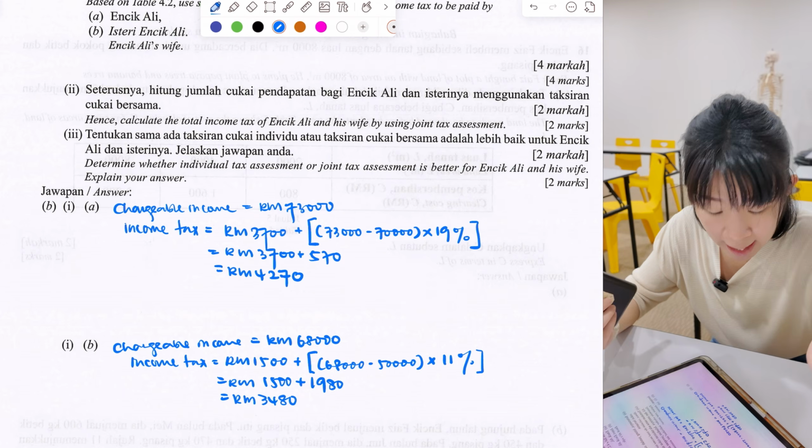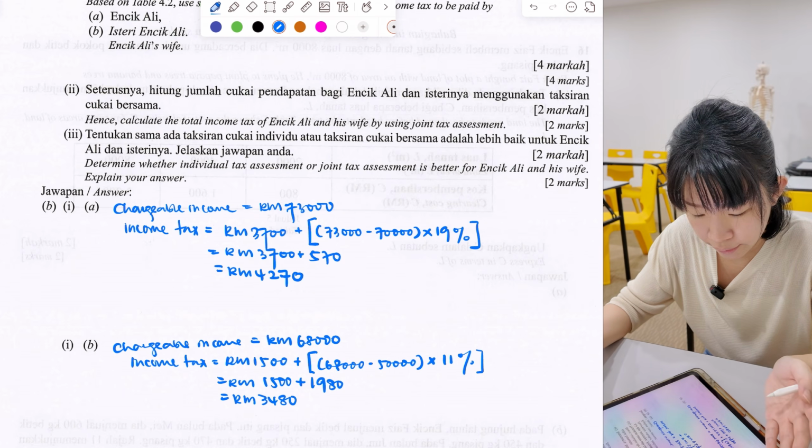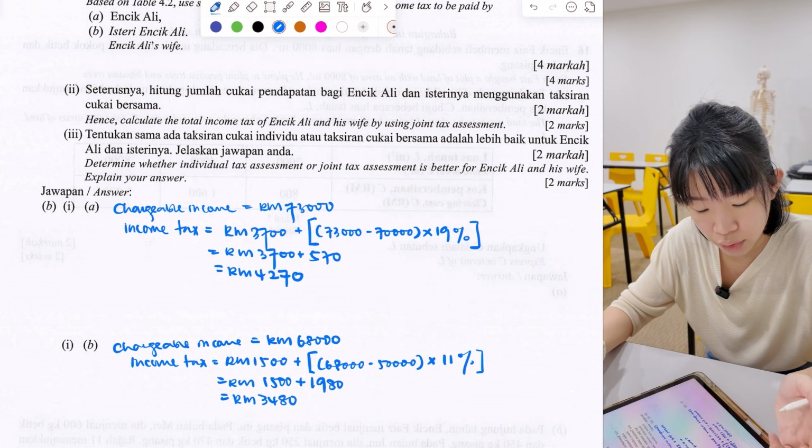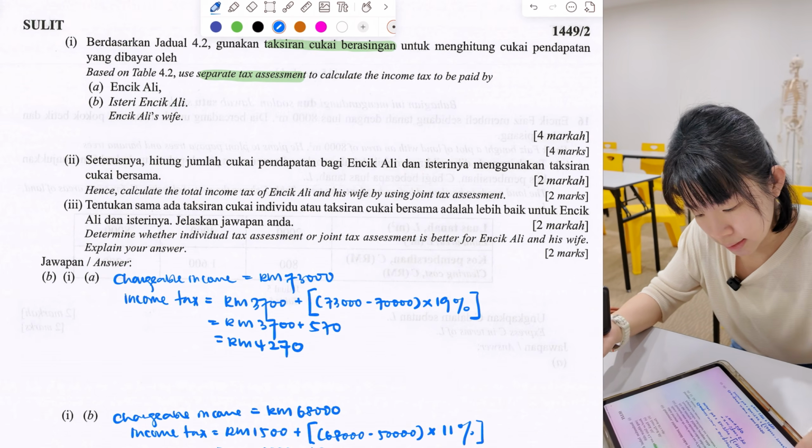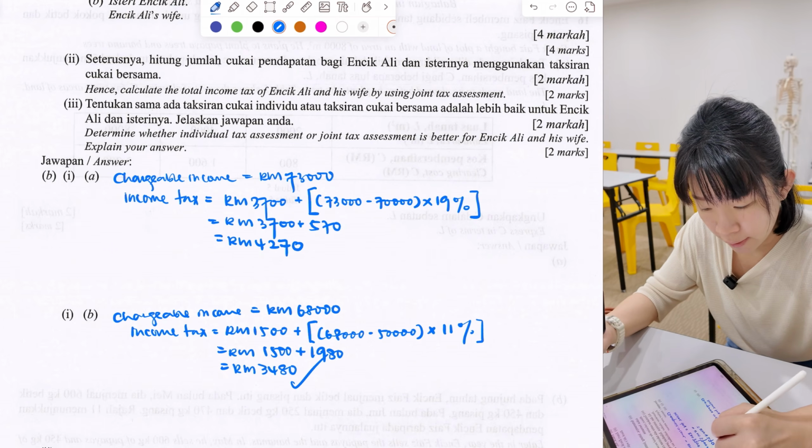Total up 3,480. Okay, is there any rebate for the wife? No, she doesn't have any either. Okay, at the end, calculate income tax. So this is the answer for part A of part B.